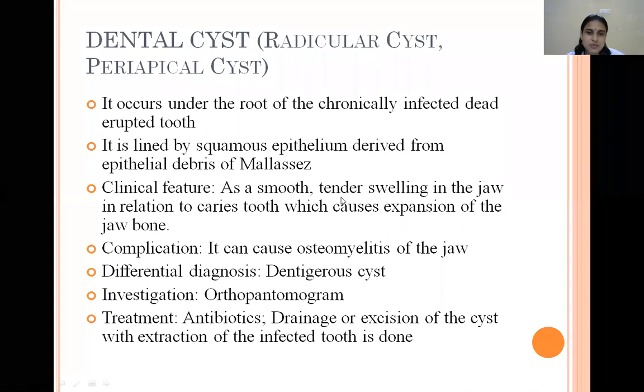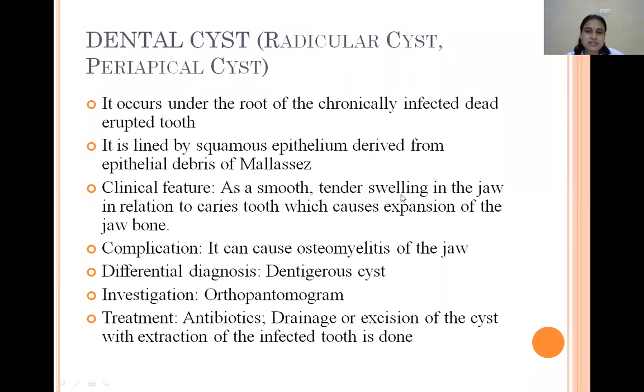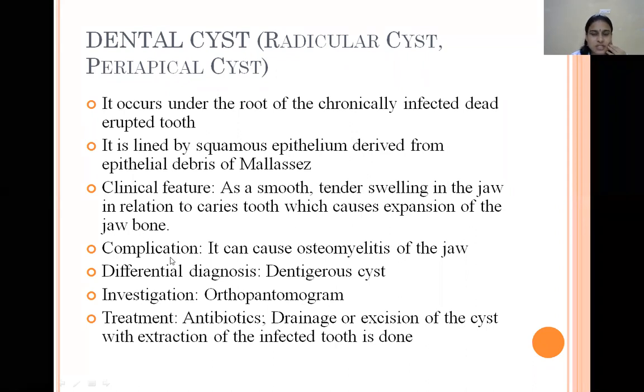Clinical features again, smooth, tender swelling. Here it is a tender swelling. Because it is an infected cyst, there is usually presence of pain. So there is a tender swelling in the jaw in relation to the carious tooth. So the tooth has to be previously infected, which causes expansion of the jawbone again. The complication would obviously be involvement of the jawbone, osteomyelitis, infection of the jawbone. Differential diagnosis again is dentigerous cyst. Clinically, the patient presents with a swelling in the jaw, so the differential diagnosis would be a painful dentigerous cyst.